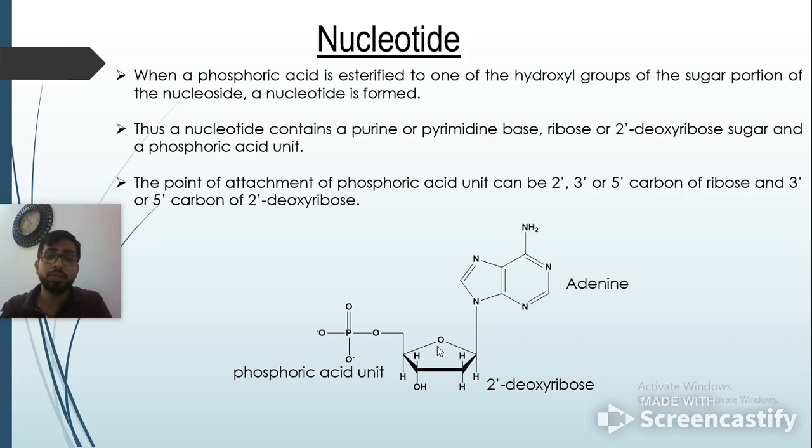In 2-deoxyribose, we have a hydroxy group at 3' and 5'. There's no hydroxy group at 2'. This is the difference between ribose and 2-deoxyribose. So this phosphoric acid can be attached at 5' or 3' in 2-deoxyribose, whereas in case of ribose, it can be at 2', 3', or 5'. The position can be any.